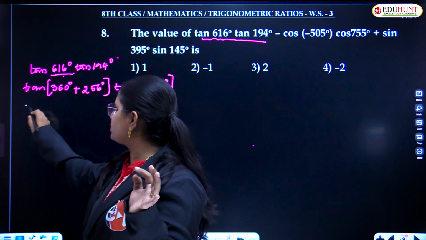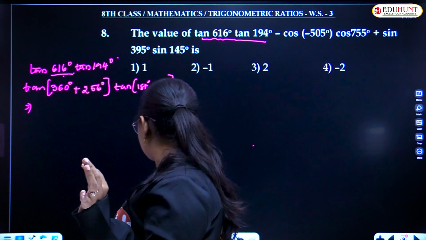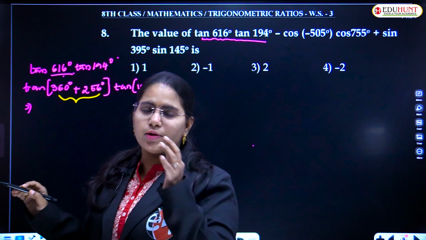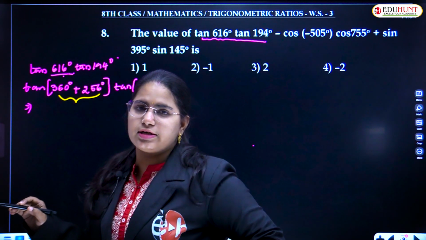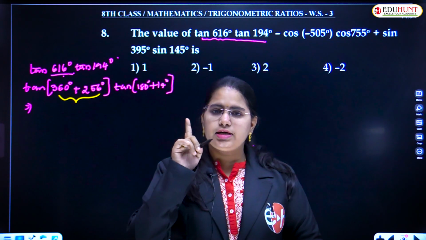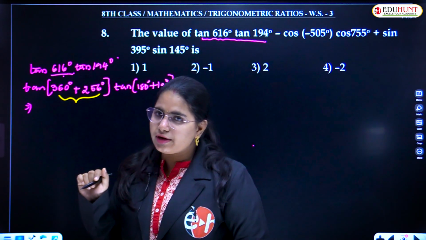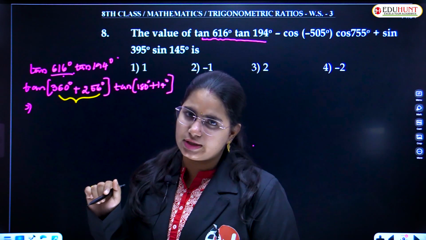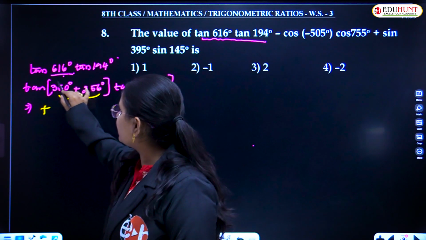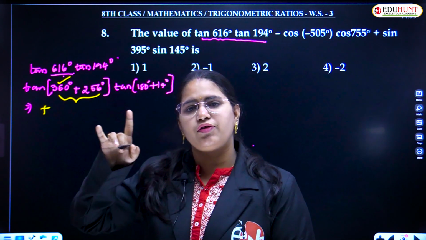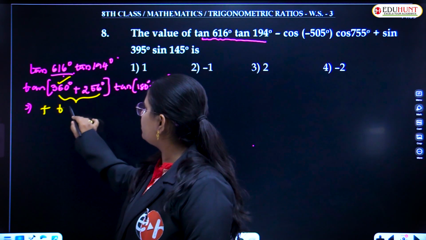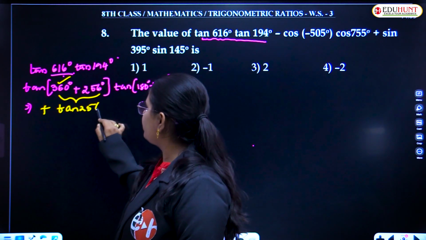So let's get to the next step. Tan 360 plus theta, in which quadrant does it lie? 360 plus theta lies in the first quadrant. In the first quadrant, all trigonometric ratios are positive, right? So it is positive. 360 is an even multiple of 90, so the function does not change. So it will become tan 256 degree.